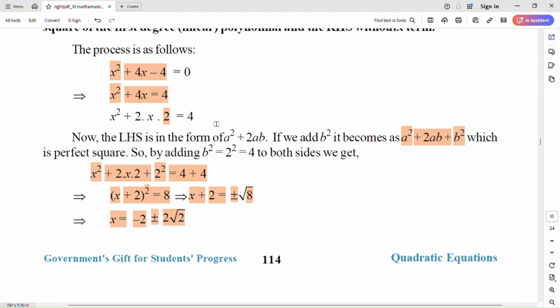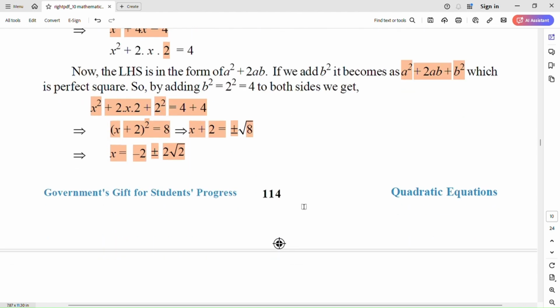What we did, basically, we try to make a perfect square on the LHS by adding or subtracting the constant value. Then the equal value will be added to the RHS, then we square root it, and then get the value of x from that. So this is the method of solving a quadratic equation by making a perfect square.